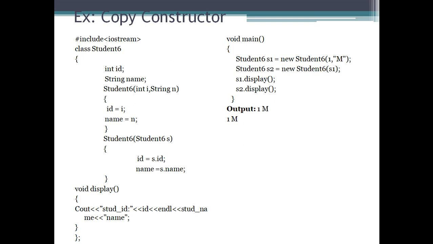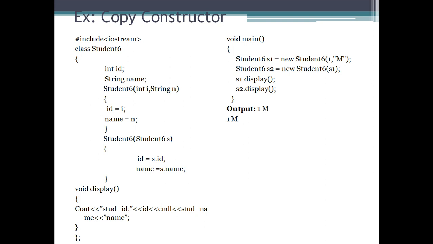As usual, the execution begins with the main method. So here in the main method we are creating two objects, S1 as well as S2, and new is a keyword. In that example, we have taken the syntax where new is a keyword used to create an object for a given class. In student 6, S1 equal to new student 6 1 comma m. That syntax specifies that we are creating an object called S1 for the class called student 6 by using the keyword new, right?